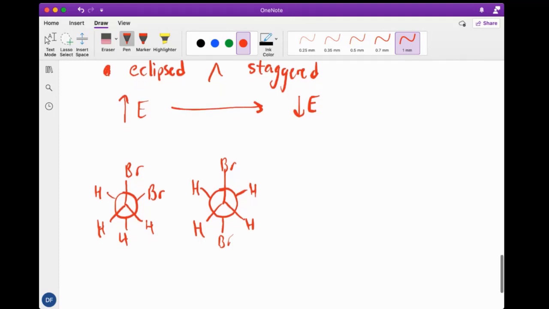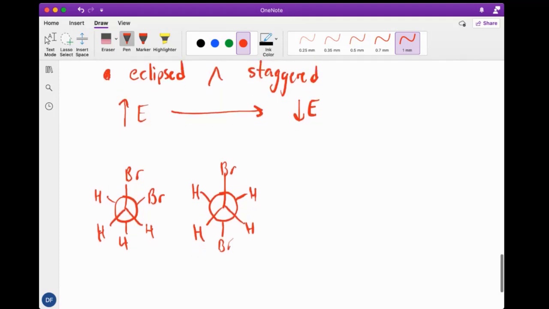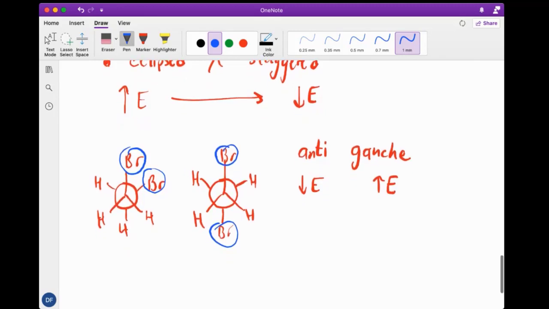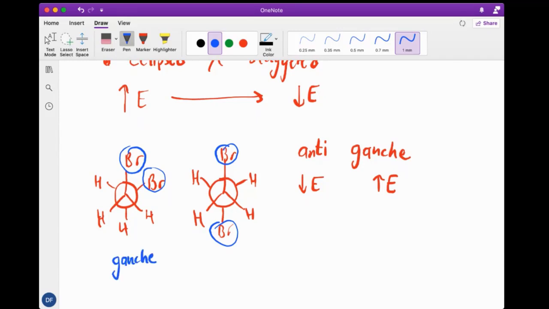When they're both eclipsed, or when they're both staggered, you have another set of categorization, which is anti and gauche. Anti will have the least energy, and this will be most. So here we have these two bromine and these two bromine. Since these two bromines are adjacent to each other, that will make this gauche, and this, since they're directly opposite of each other, is anti.